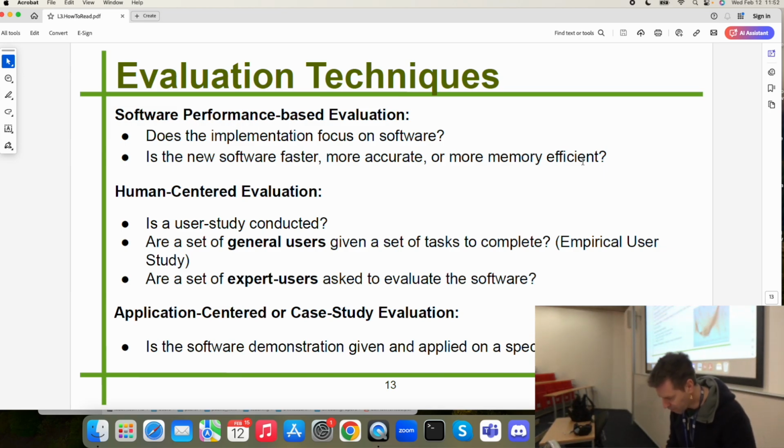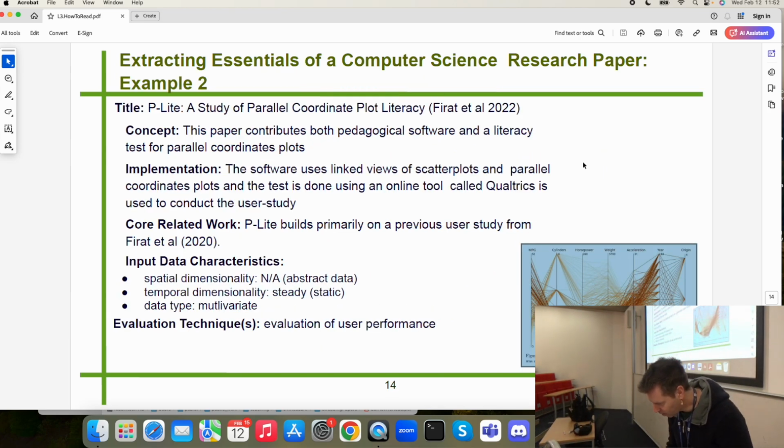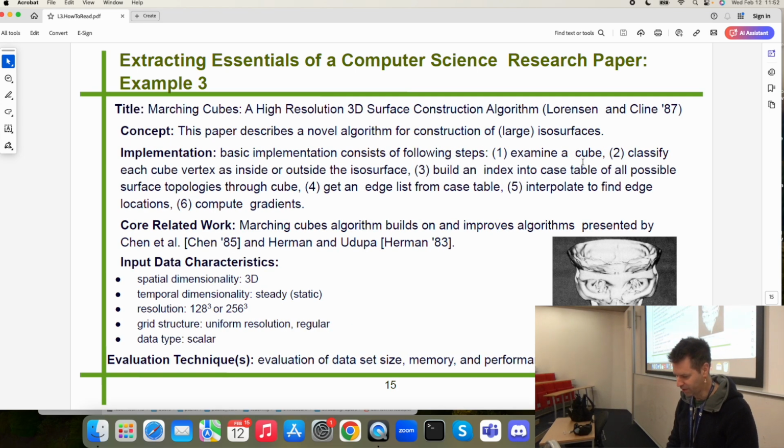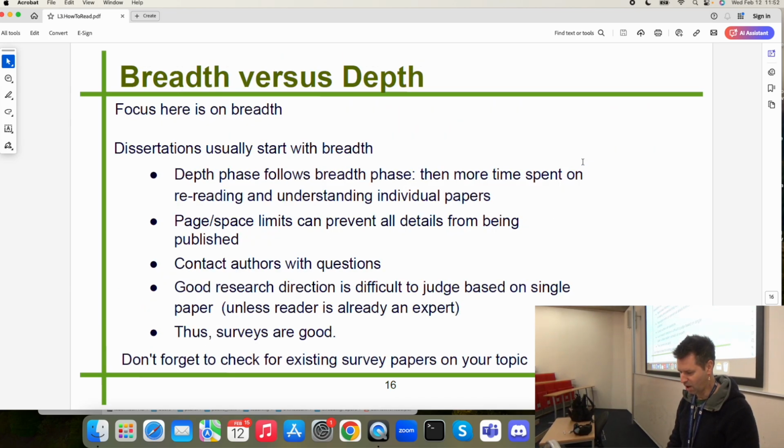Okay, here's another example. We won't go over it in detail because we're out of time. And here's yet another example, and we won't go over it in detail. But you can go over these as an exercise at home. And then we had a little bit of comments about breadth versus depth.